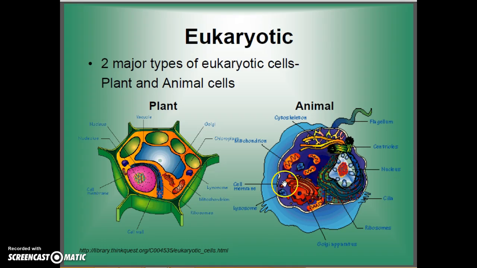Eukaryotic cells can be divided into plant cells or animal cells. Note that this is a plant cell because it has chloroplasts, which turn it green, and it also has this outside boundary such as the cell wall.